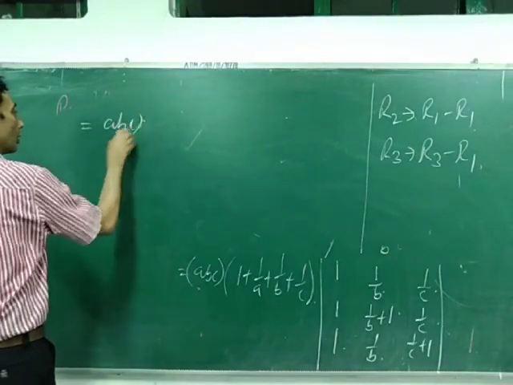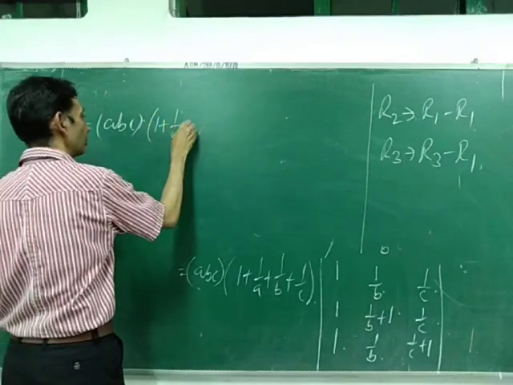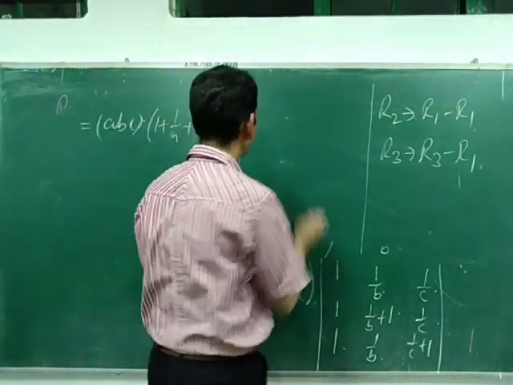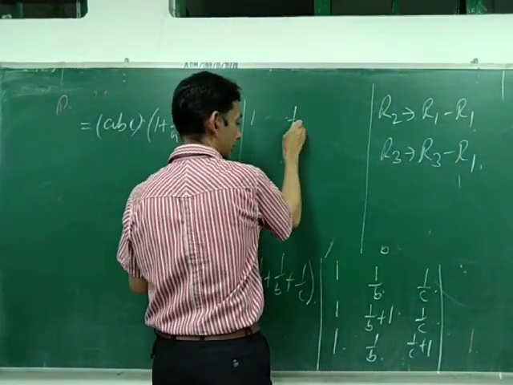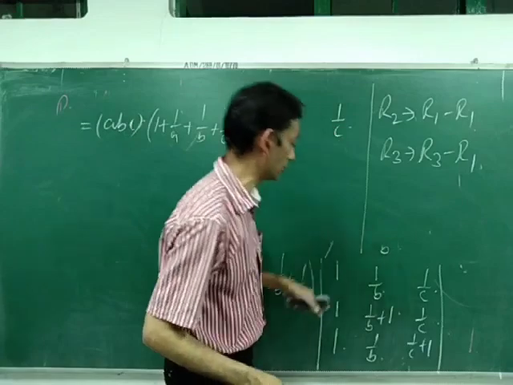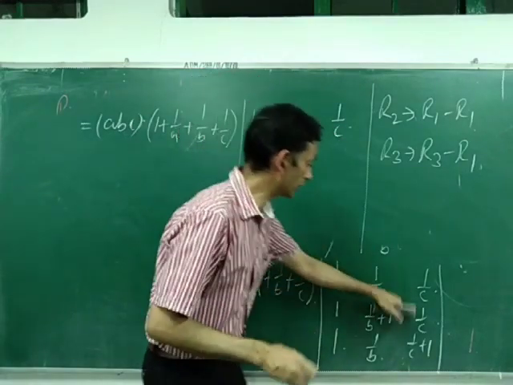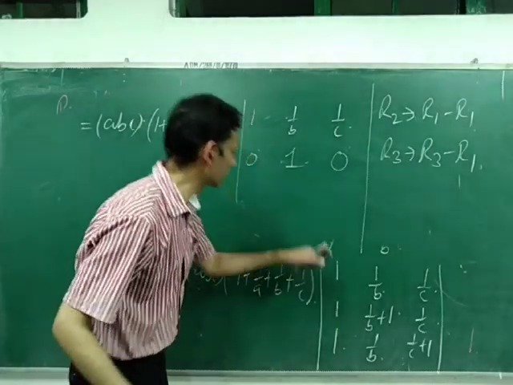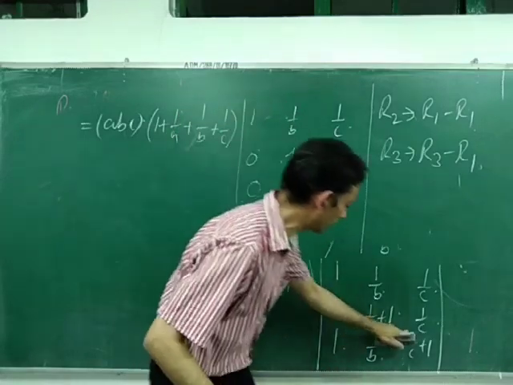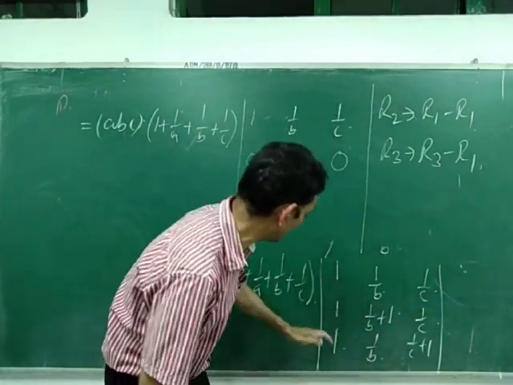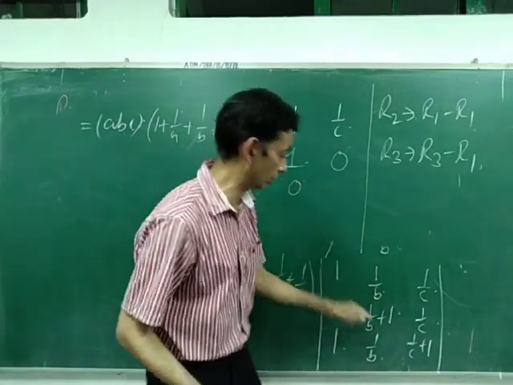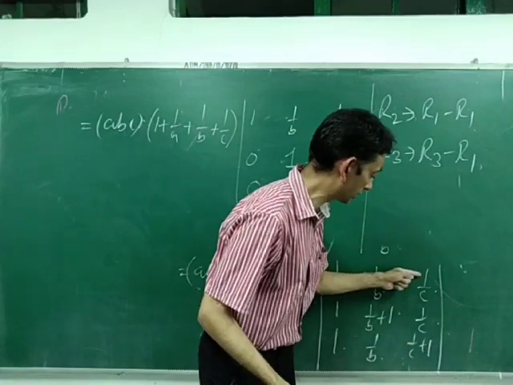So we have A, B, C, then 1 plus 1 by A plus 1 by B plus 1 by C. Now this will be 1 by B, 1 by C, and this is obviously 0. Then 1 by B plus 1 minus 1 by B, so 1 will be left out. 1 by C minus 1 by C, it's 0. Then 1 minus 1, it is 0. Then 1 by B minus 1 by B, it's 0. Then 1 by C plus 1 minus 1 by C. This R3 also you are subtracting from this: 1 minus 1 is 0, 1 by B minus 1 by B is 0, 1 by C plus 1 minus 1 by C is equal to 1.